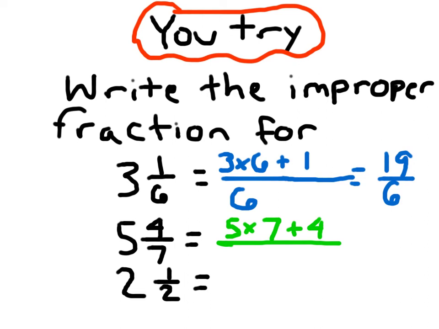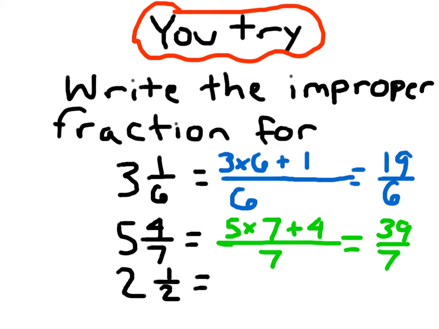I've written in my numerator already those 5 wholes. We are talking about what? Sevenths. 5 wholes are worth 35 sevenths, or 5 times 7 sevenths, and then we add back in our 4. 35 plus 4 is 39, 39 sevenths.